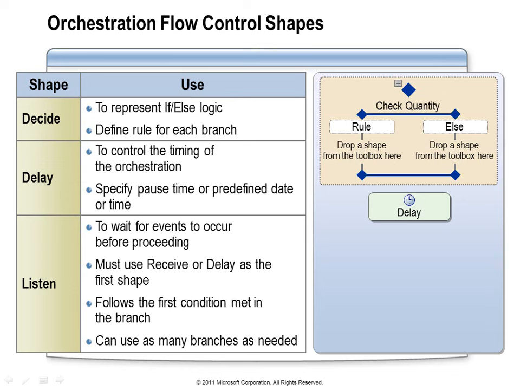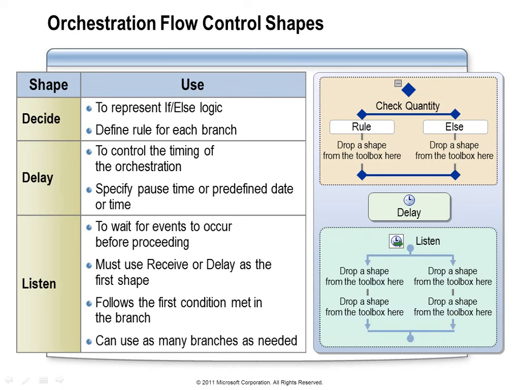So I want this delay to end next Tuesday at noon. The delay shape can be useful all by itself, but it's quite often used in combination with the listen shape. The listen shape is really pretty cool. It allows you to wait for one or more messages to arrive in the orchestration, and whichever message arrives first triggers execution to continue.